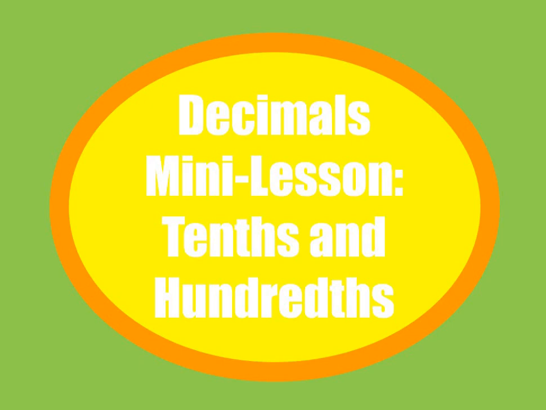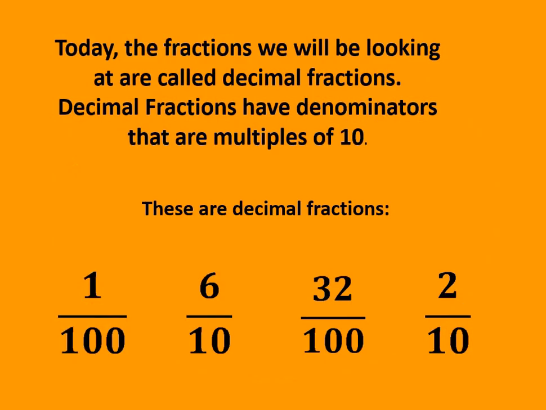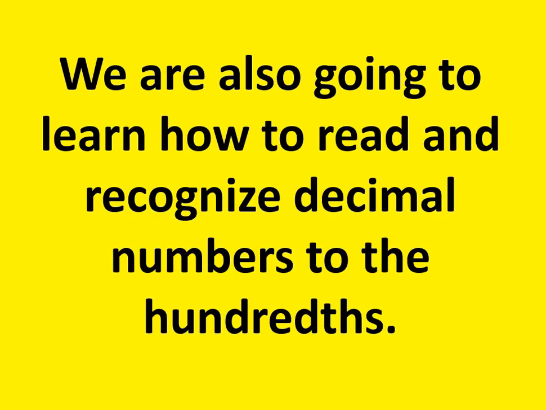This is chapter 9. Today, the fractions we will be looking at are called decimals, decimal fractions. Decimal fractions have denominators that are multiples of 10, like these examples: 1 out of 100, 6 out of 10, 32 out of 100, 2 out of 10. We are also going to learn how to read and recognize decimal numbers to the hundredths.